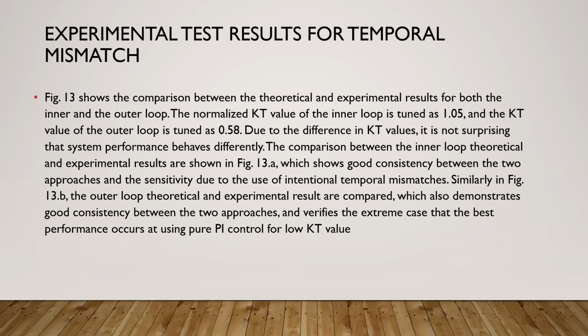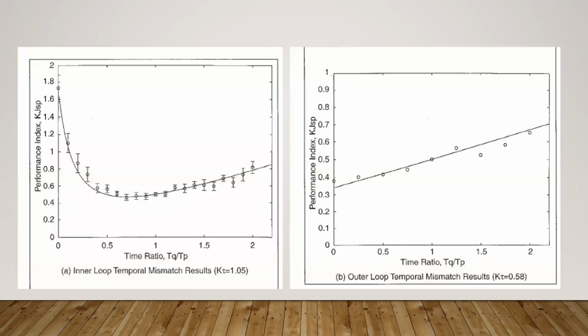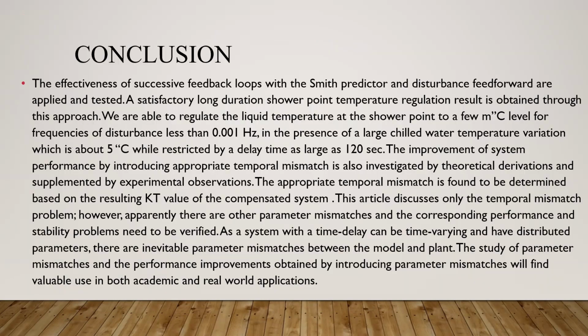Experimental test results for temporal mismatch. The comparison between the theoretical and experimental results for both the inner and outer loop. The normalized KT value of the inner loop is 1.05 and the KT value of the outer loop is 0.58. Due to the difference in KT value, it's not surprising the system performance behaves differently. The comparison between the inner loop theoretical and experimental results. These are the diagrams of inner loop temporal mismatch results and outer loop mismatch.